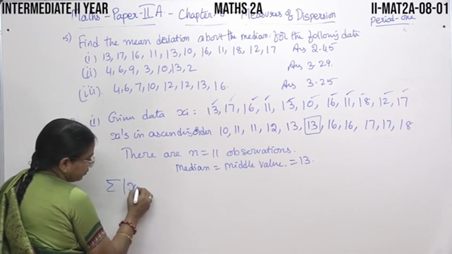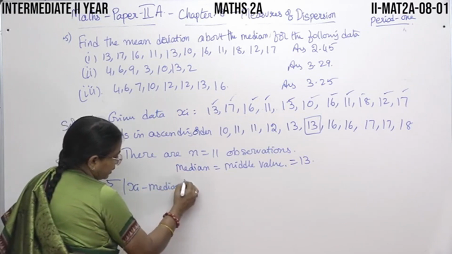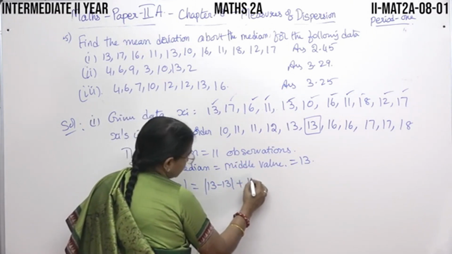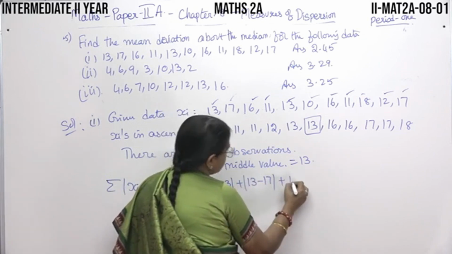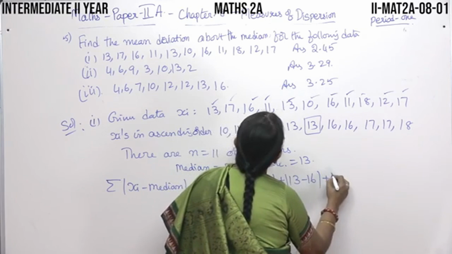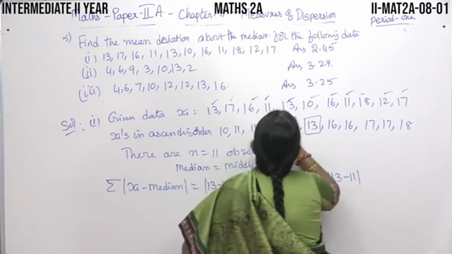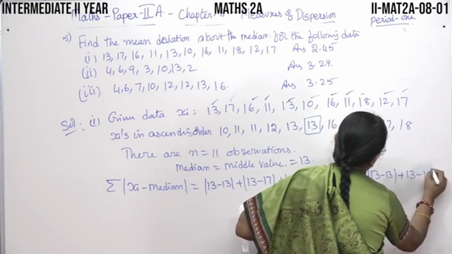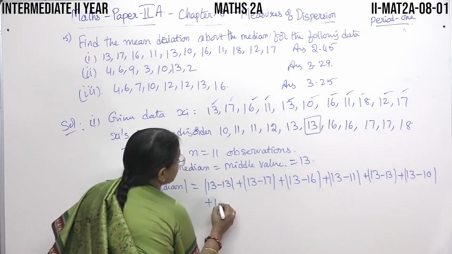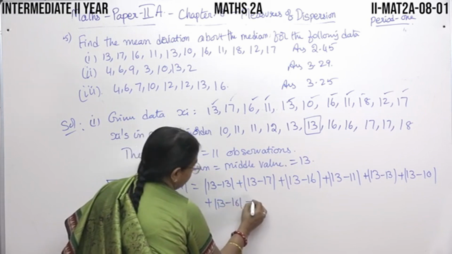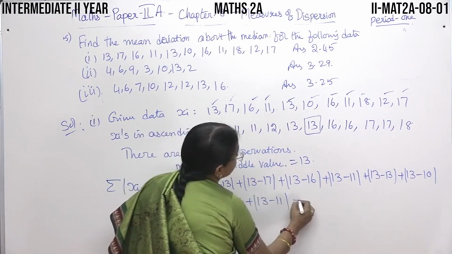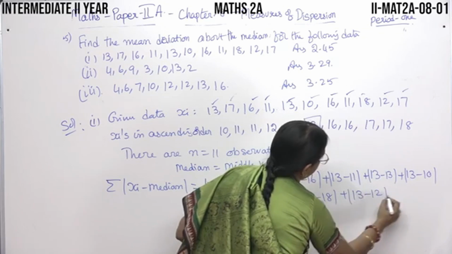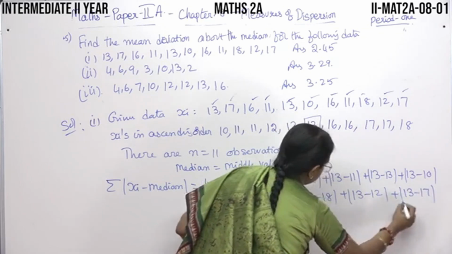Okay. Now find sigma of mod of xi minus median. That is equal to mod of 13 minus 13 plus 13 minus 17 plus 13 minus 16 plus 13 minus 11, then again plus 13 minus 13 plus 13 minus 10 plus 13 minus 16 plus 13 minus 11 plus 13 minus 18 plus 13 minus 12 plus 13 minus 17. So you just write all the values.